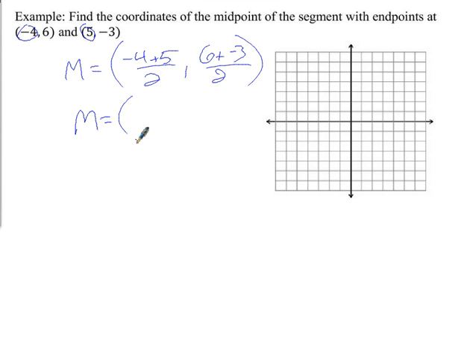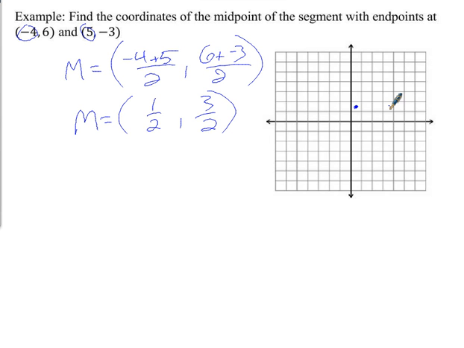Negative 4 plus 5 is 1, so we get 1 half, comma, 6 plus negative 3 is 3, so 3 halves. 1 half, comma, 3 halves. All right, let's put the graph on there just to see if it actually looks like 1 half, comma, 3 halves. 1 half would be right here. 3 halves is like 1.5, so we're looking for a midpoint that's right about there.